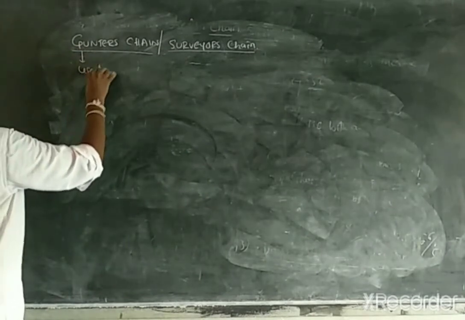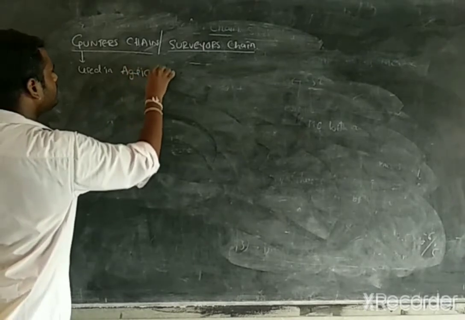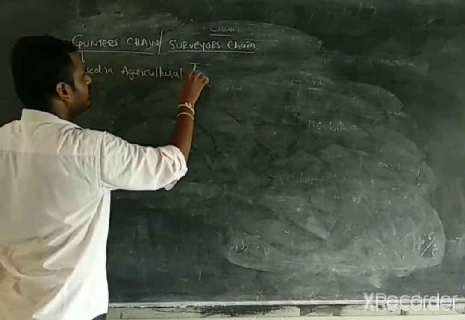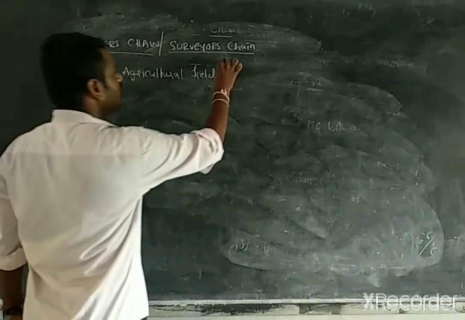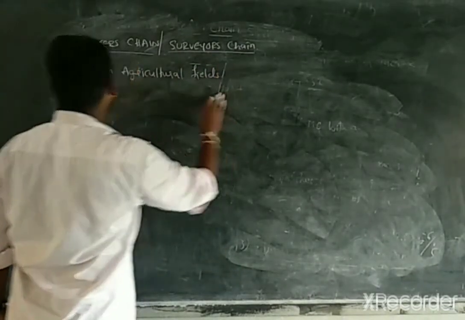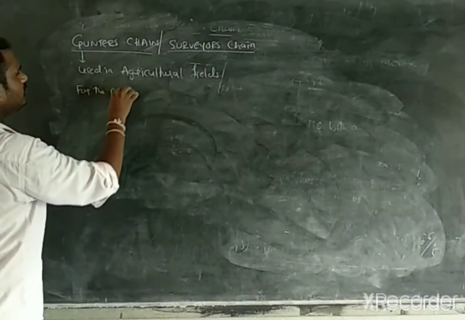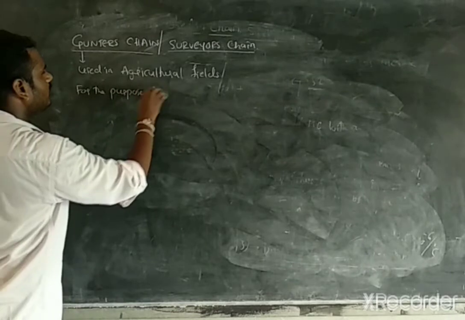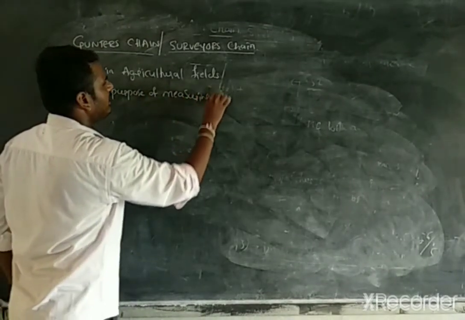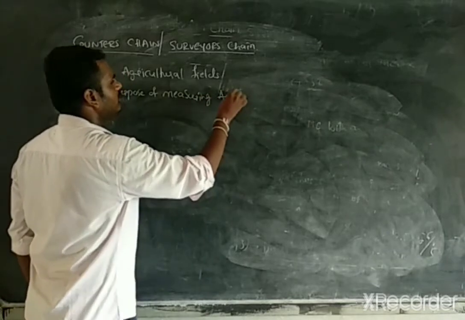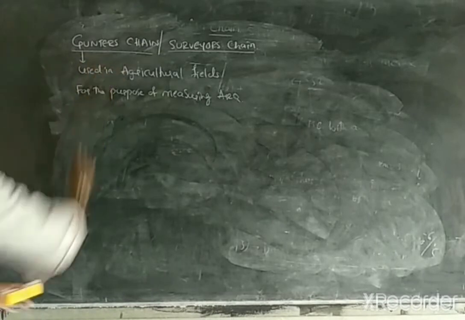Used in agricultural fields, especially for the purpose of measuring area. For the purpose of measuring the area, it is known as Gunter chain.